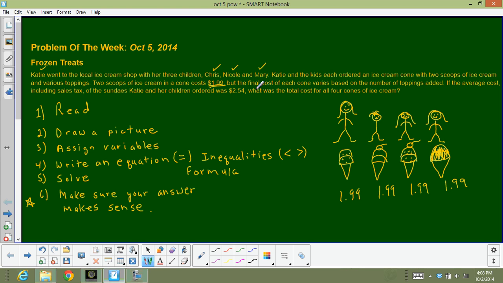Okay. But the final cost of each cone varies. Okay, that sounds like the word variable to me right there. It varies, it changes based on the number of toppings added, right? So that concept, you understand that concept? We've sort of illustrated it for you here. We got sprinkles, we got a cherry, we got sprinkles and a cherry, we got the creepy candy coating. All right, so you're understanding what that statement means.